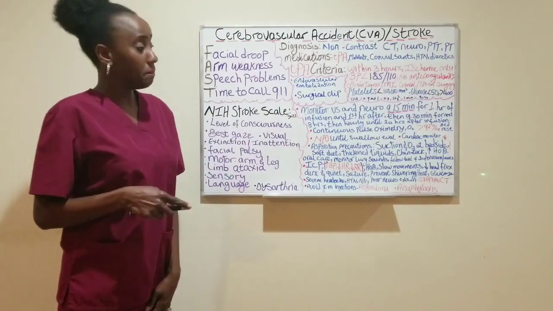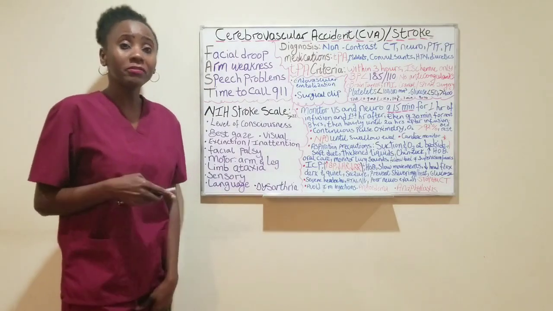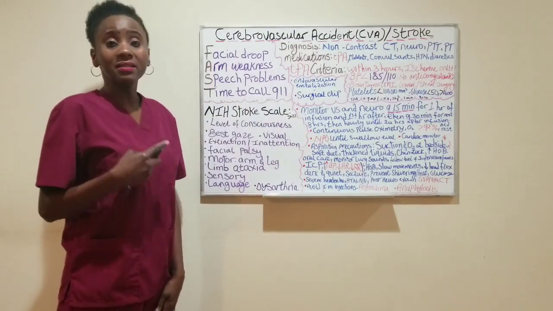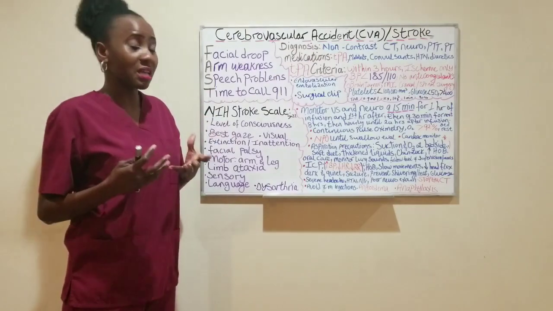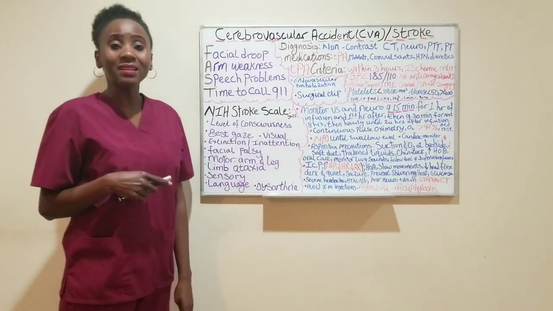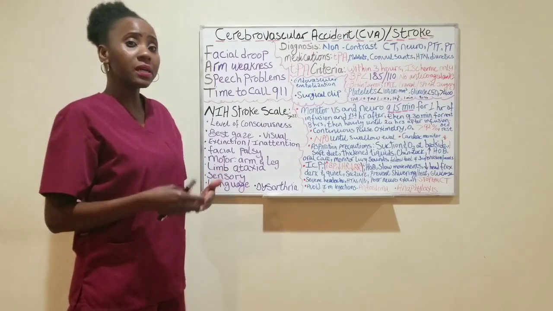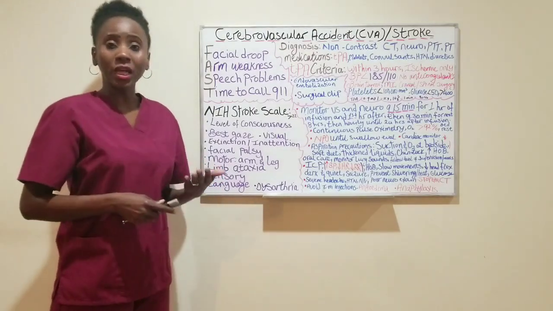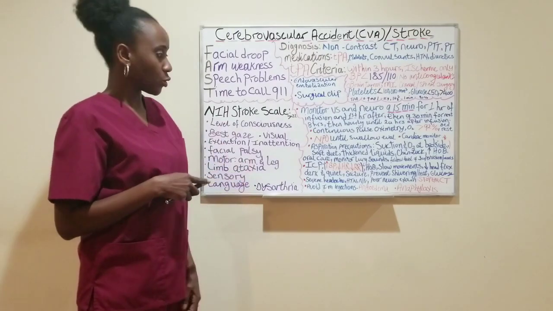You want to immediately stop the TPA and get an order from the physician for a repeat CT scan so we can see what's going on in the brain. We can see if the patient is having a hemorrhage. We want to avoid IM injections as much as possible. Remember, again, this patient is at risk for bleeding. So if you can avoid IM injections, especially in the first 24 to 48 hours, you want to do that.